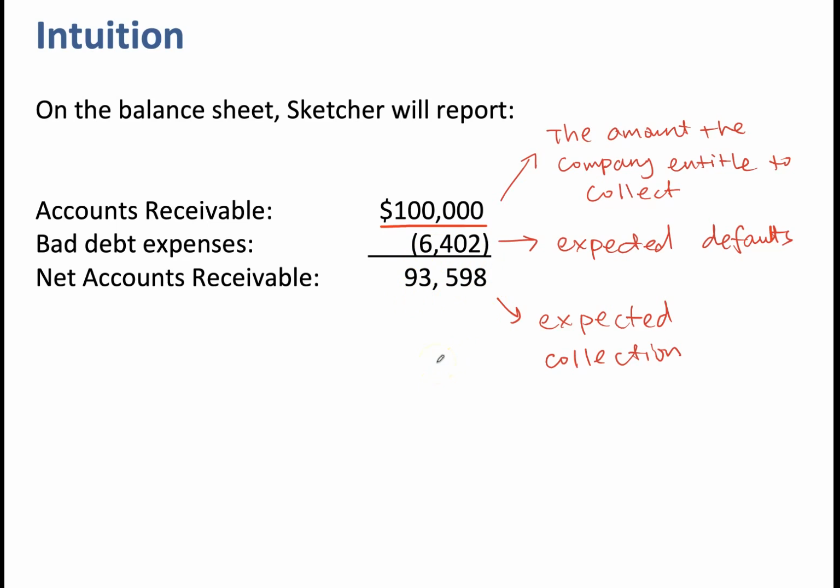So on the balance sheet, if you saw those numbers, you need to understand this is a very detailed or complete information set for the investors, because the investor knows that we have $100,000 to receive, which could be 100% received. You don't know, because the 6,402 is just an estimate. Your customer could be very nice this period and give you all the money back, right? You don't know. So your investor wants to know the original amount. That's why we don't only report the net amount, we also report the gross amount. And then we also tell our investor that this is the amount that we don't expect to receive, and the rest we expect to receive.